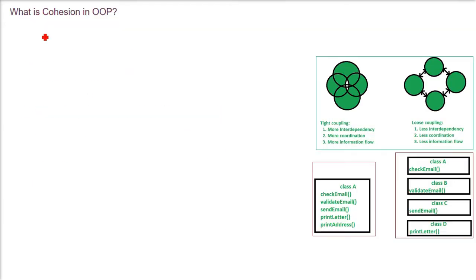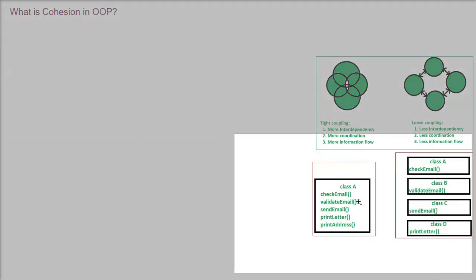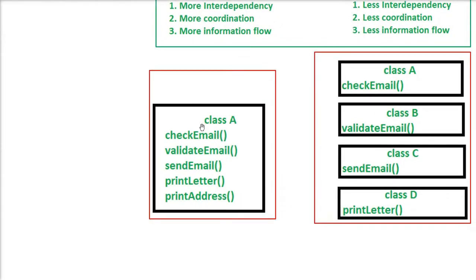What is cohesion in object-oriented programming? Now let me give an example here. See, this is a class. Just assume that this class is doing everything related to email. All these functions, check email, validate email, send email, and all others, they are working only for email.